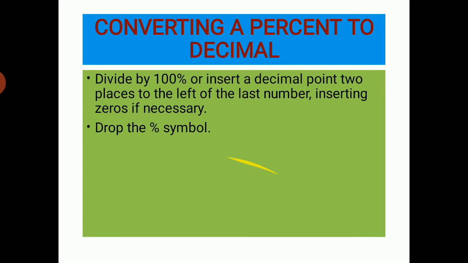Converting a percent to decimal: divide by 100%, or insert a decimal point 2 places to the left of the last number, inserting zeros if necessary. Drop the percent symbol.